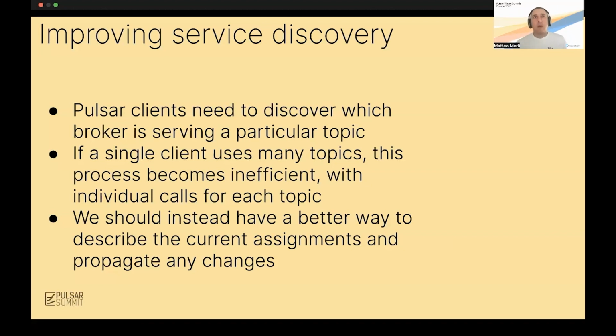Also, we don't need to keep asking the brokers. We could have a mechanism more like push notifications: get the current state, and then get push notifications when the ownership changes. That would be much more efficient. So we're looking into these kinds of areas, and I think that will improve the experience and scalability a lot overall.